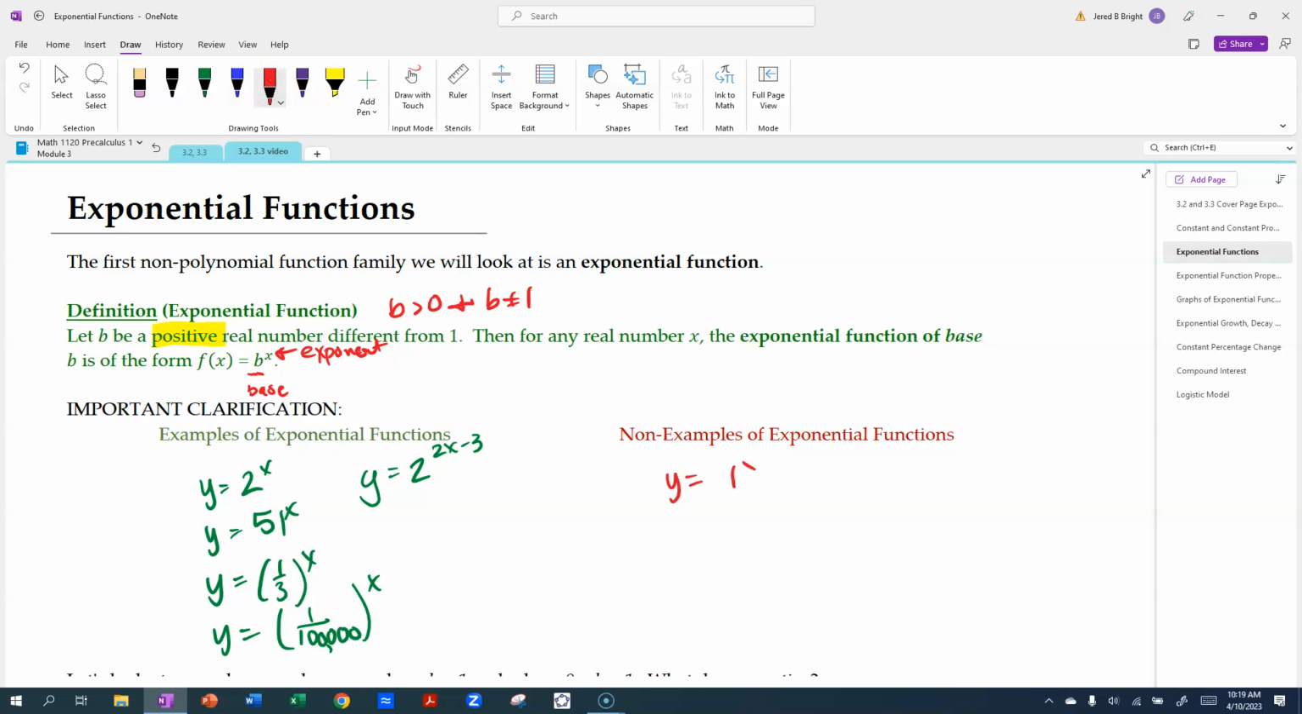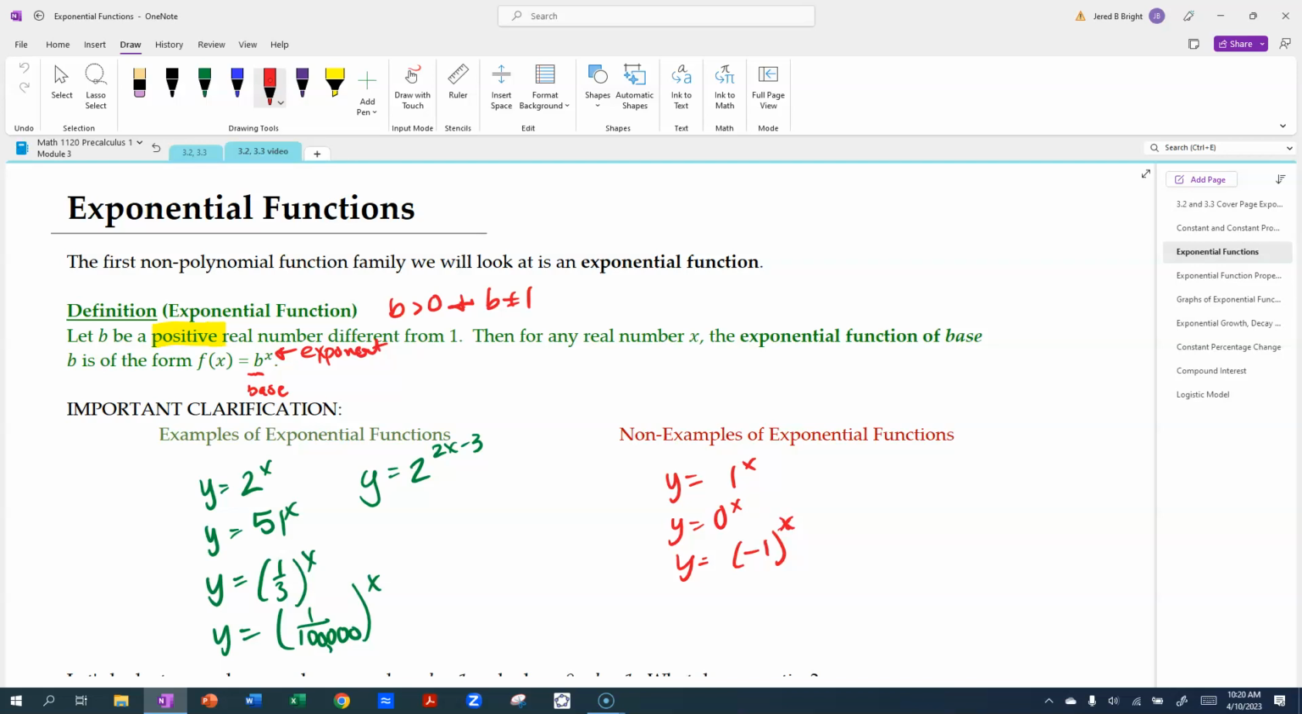Things that are not exponential functions. So clearly we said we can't have 1 to the x. That's kind of actually boring. It's just 1 multiplied by itself multiple times, so it's just 1. We also can't have 0 to the x. And then y is equal to -1 to the x. This is actually really hard to understand because we're taking -1 multiplying it by itself x times, so we don't do negatives.